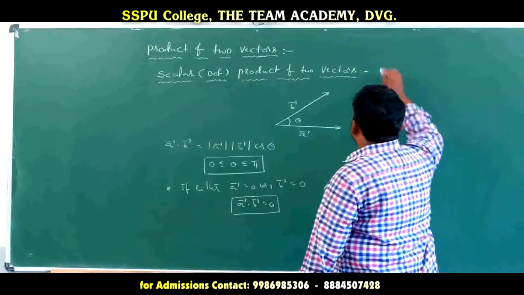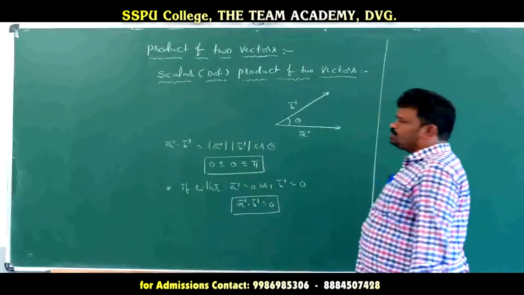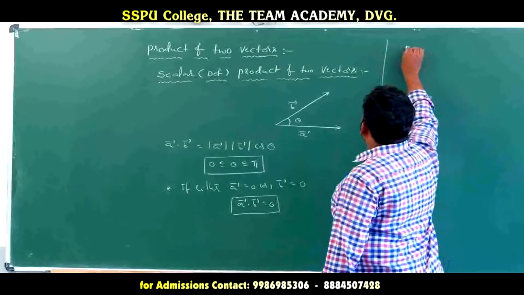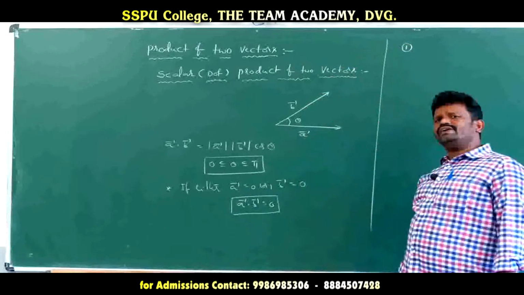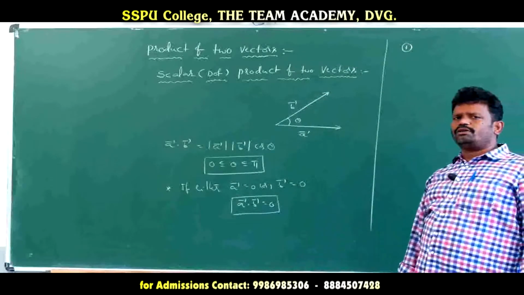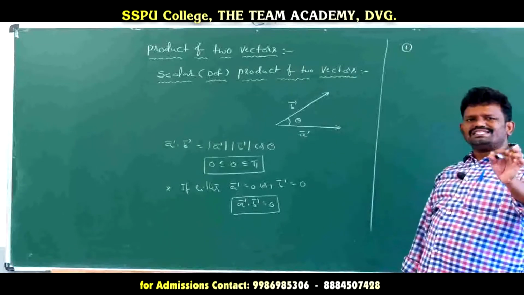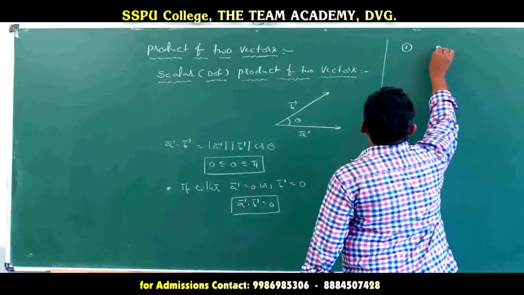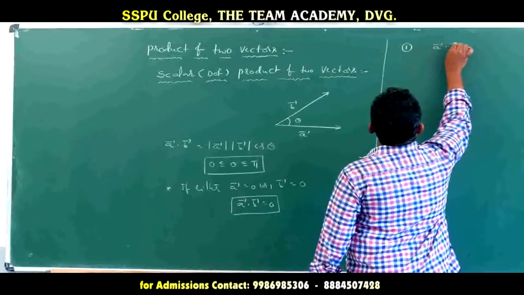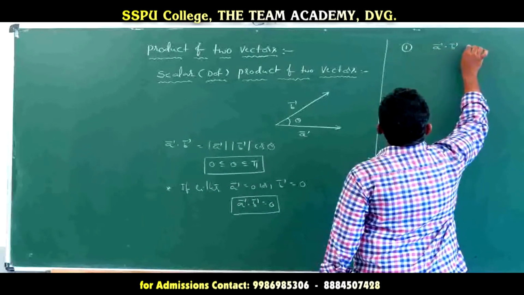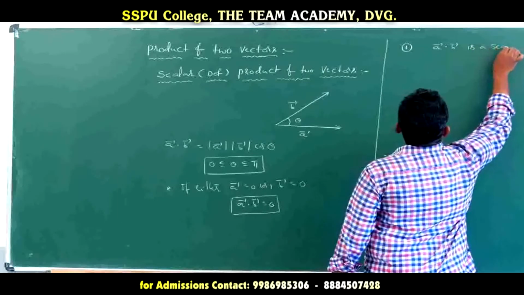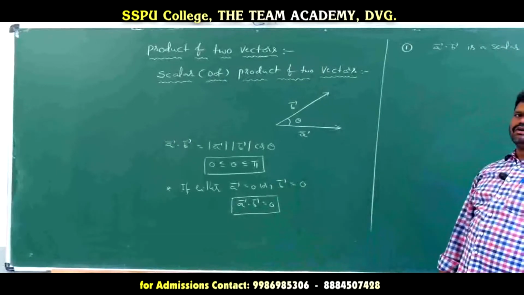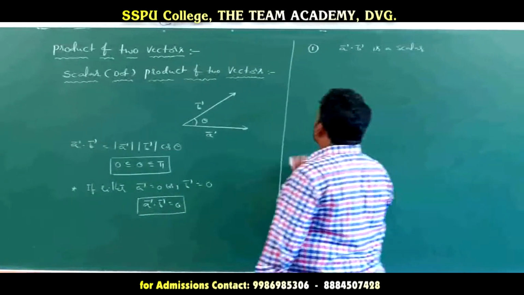From that definition, there are some observations, some result-type conditions. If you remember these points, first one: the dot product between any two vectors is always a scalar or a real number. So A bar dot B bar is a scalar quantity. A bar dot B bar is always a scalar.